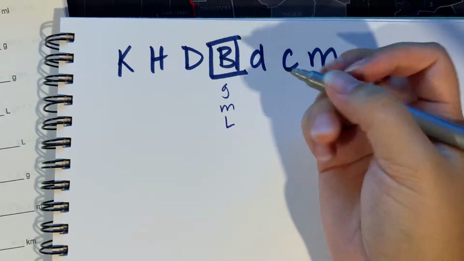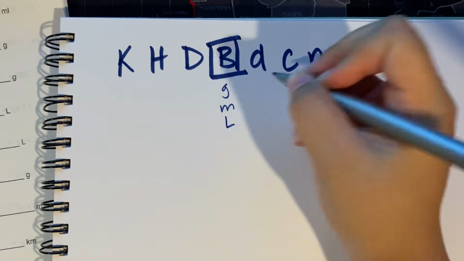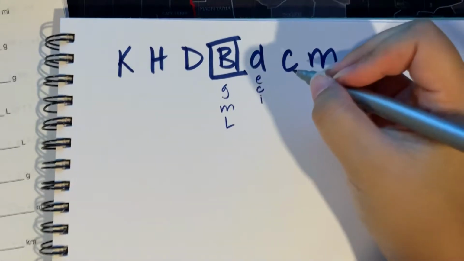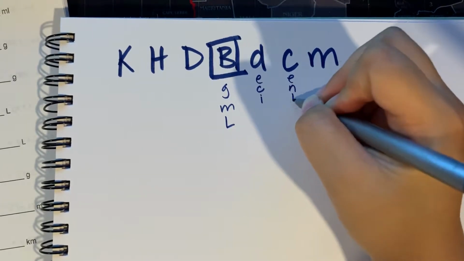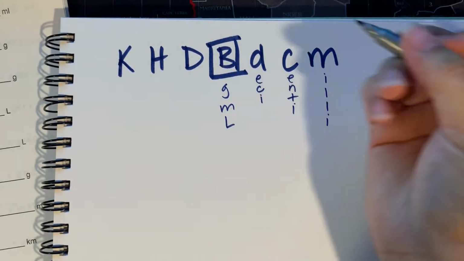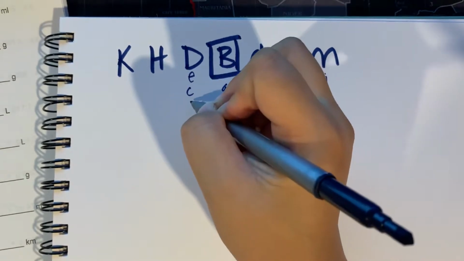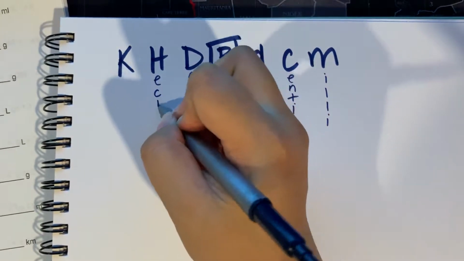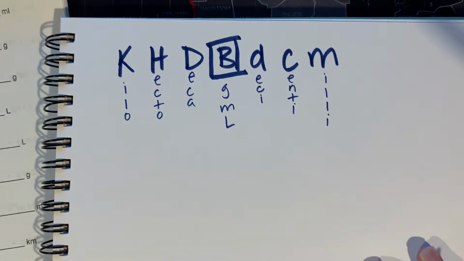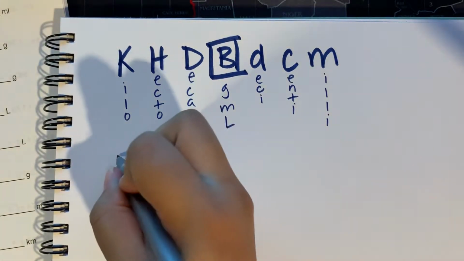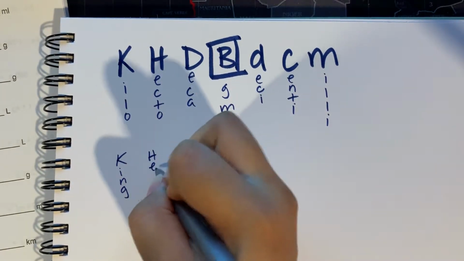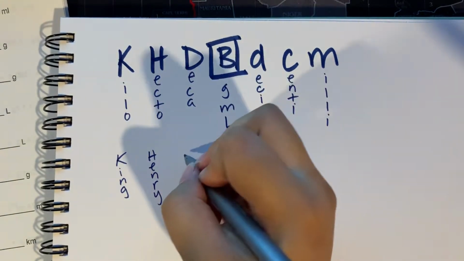Okay. D is your deci. Okay. And then you have centi, and then milli. You have deca, hecto, and kilo. Alright, remember the acronym. King Henry died.